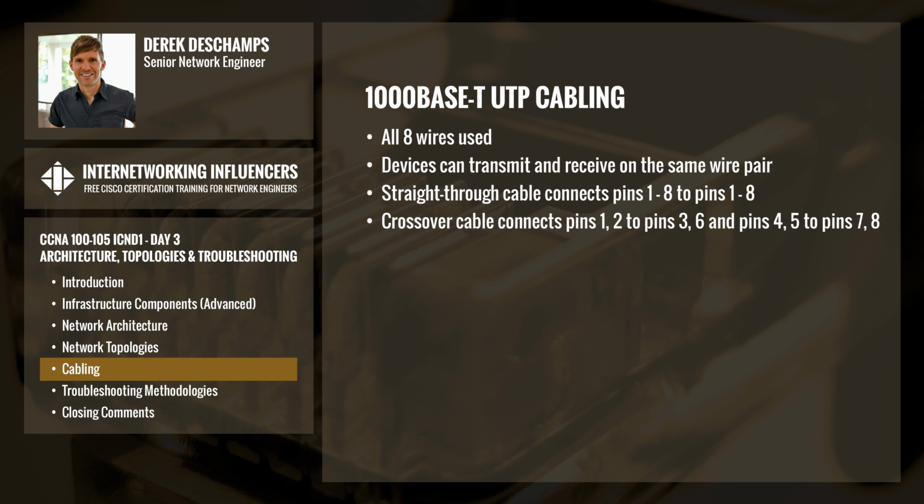A gigabit Ethernet crossover cable takes the wires connected to pins 1 and 2 on one end of the cable and crosses them over to pins 3 and 6 on the other end of the cable, in the same way as 10BASE-T and 100BASE-T. It also takes the additional wires connected to pins 4 and 5 and crosses them over to pins 7 and 8.